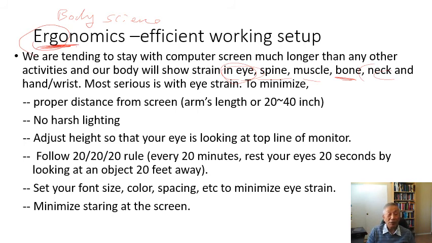So the 20-20-20 rule is: every 20 minutes, rest your eyes for 20 seconds. When you are resting for those 20 seconds, either close your eyes or look at an object far away, at least 20 feet away, or at the mountain out there. That's the 20-20-20, so 20 feet away like that.